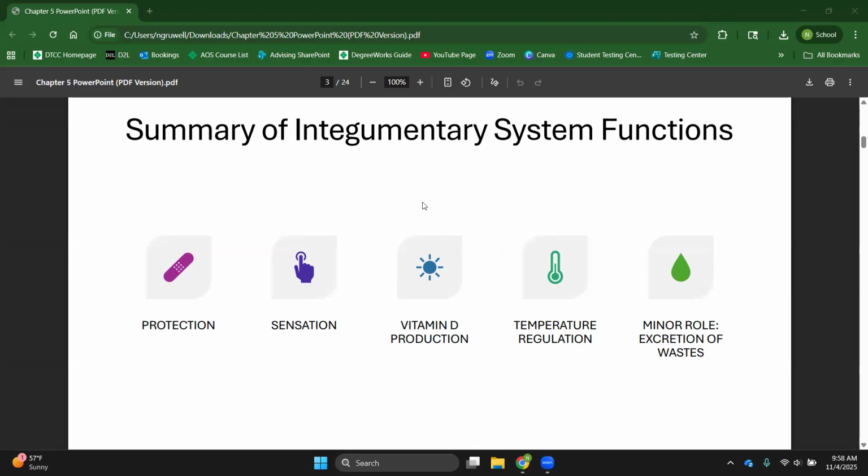Temperature regulation is another one that we'll talk about, and that's also related to our vascular system, where the blood vessels come near the surface of our skin. And then our last one here, this is or should be a pretty minor role. There's an excretion of waste. It's not quite the same as sweating out, but we can remove some wastes through our skin.